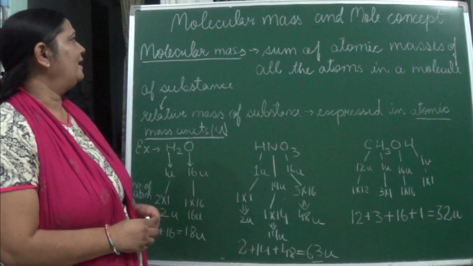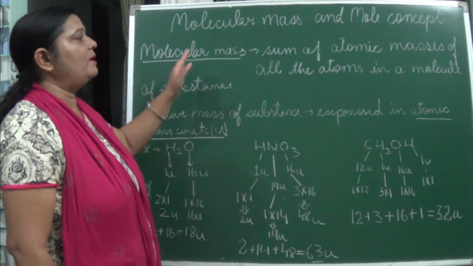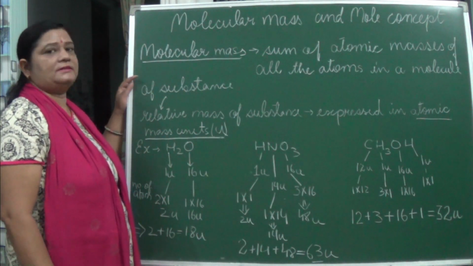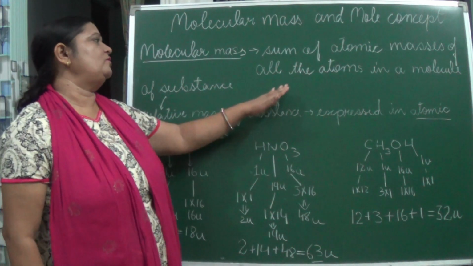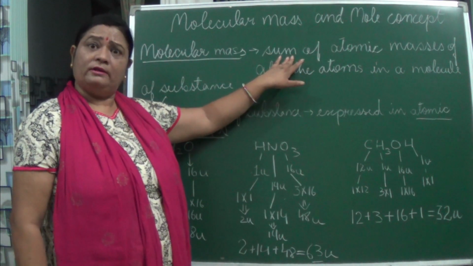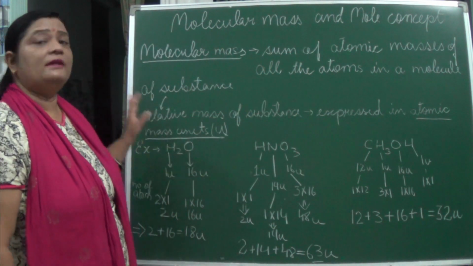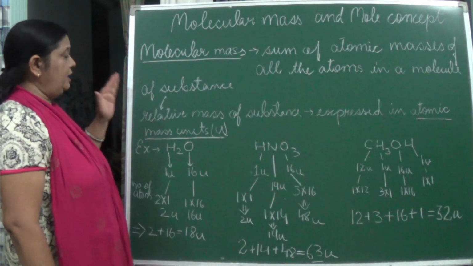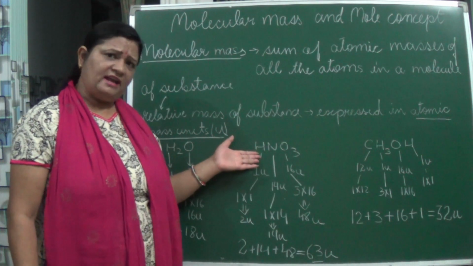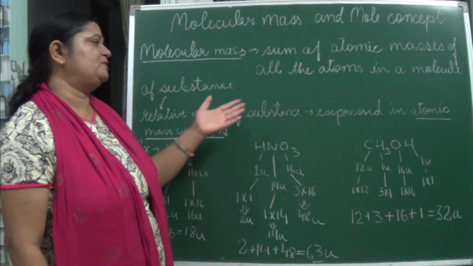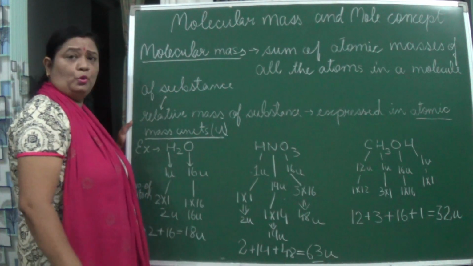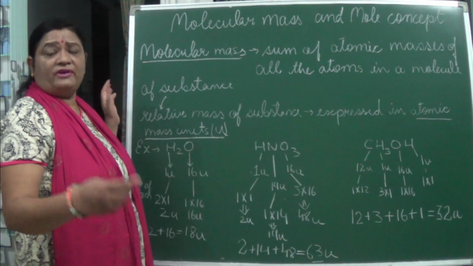Hello students, we are going to study the topic molecular mass and then mole concept. What is molecular mass? It is the sum of atomic masses of all the atoms in a molecule of a substance. It means we will add all the atomic masses of the atoms in the molecule of the substance. This molecular mass is the relative mass of the substance itself, and it is expressed in atomic mass unit, or simply U. U also means unified mass.